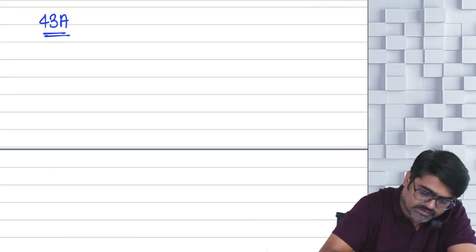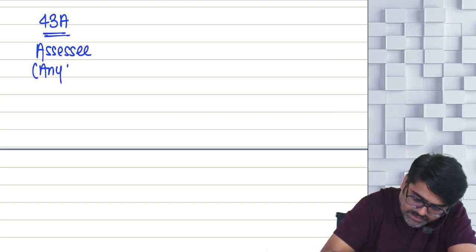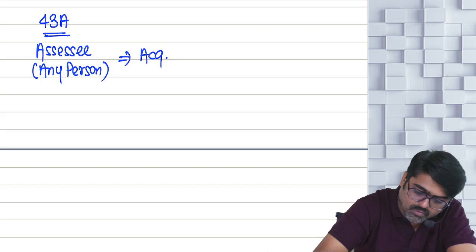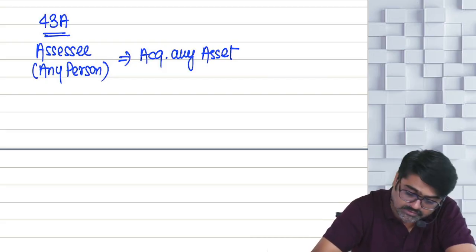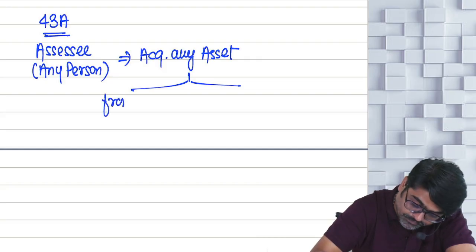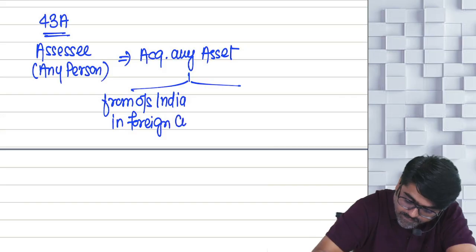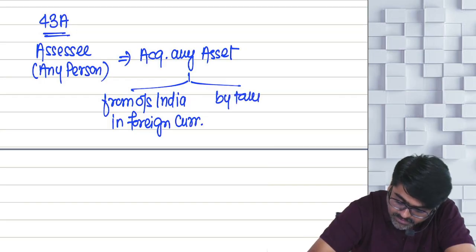Now what does 43A say? If you are an assessee, you can be any person, and you have acquired any asset. Now how will you acquire this asset? Two ways. Number one, you have acquired this asset from outside India in foreign currency, or you are going to acquire this asset by taking a foreign currency loan.